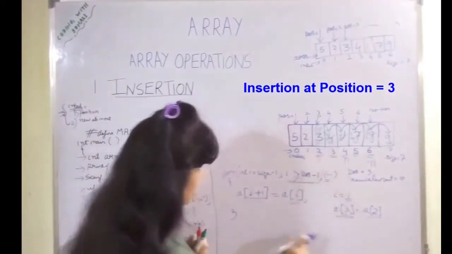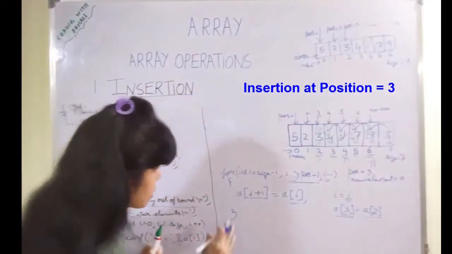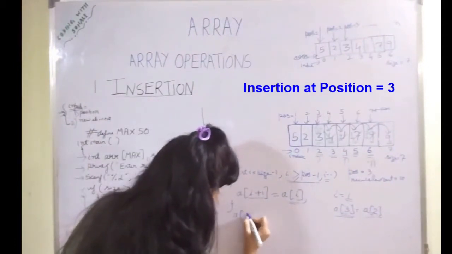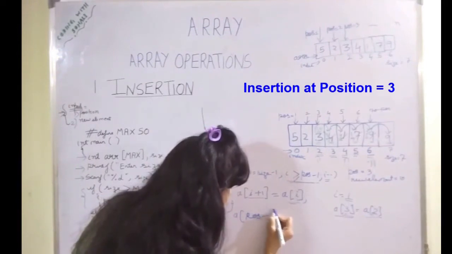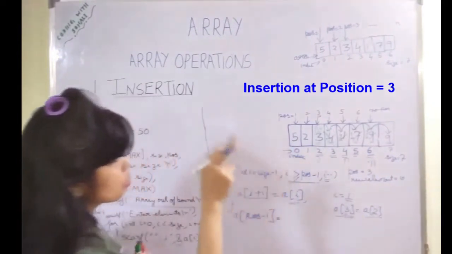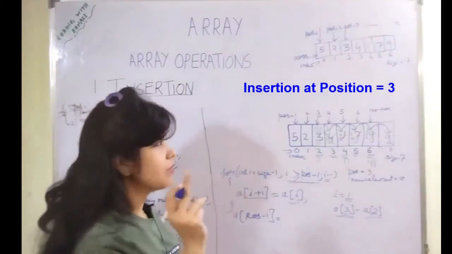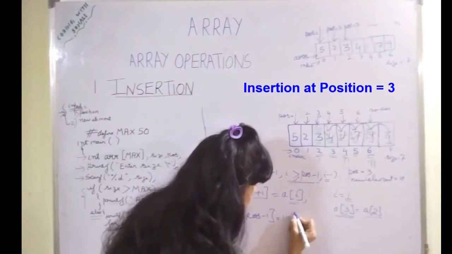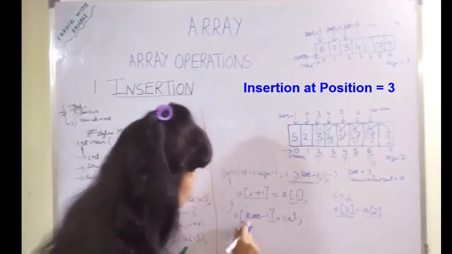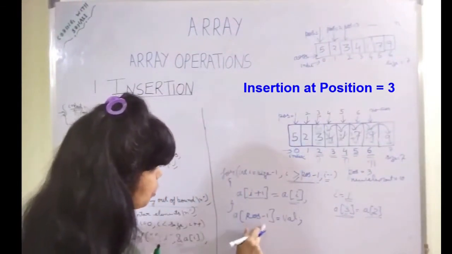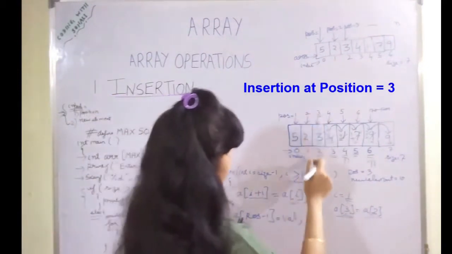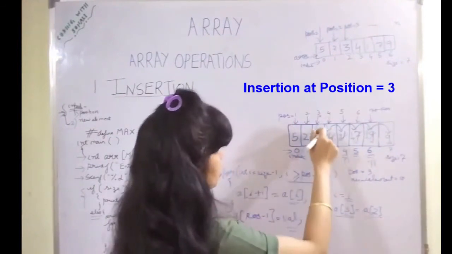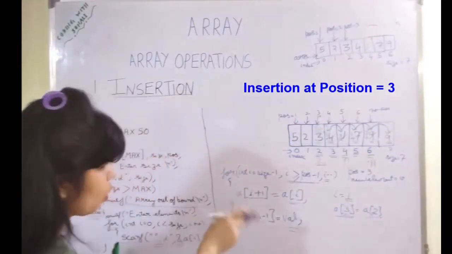So what is the last line we have to write in our program, out of this for loop? It is a of pos minus 1 is equal to val. Suppose the new element which the user has entered, I have taken in the variable val, which is of the data type integer. So this is the new element. So what is pos minus 1? 3 minus 1 is 2. So at a of 2, that is this index, I will simply be storing the new element, that is 10. So I hope you got the logic.